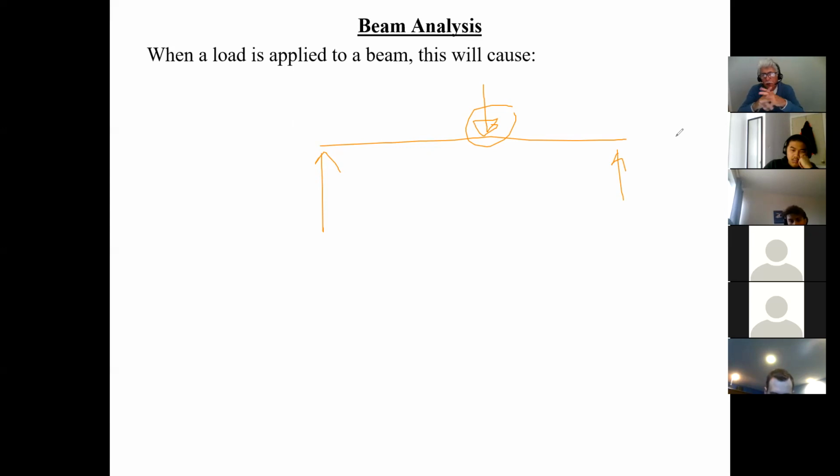Does anybody have any idea what happens when I put a load on a beam? It's pressure on the beam. Well, here it's not even a pressure, it's a concentrated load. It's a force. I put a force, so therefore this becomes a force on the beam. So what happens now? I put a force on the beam. How does a beam react?